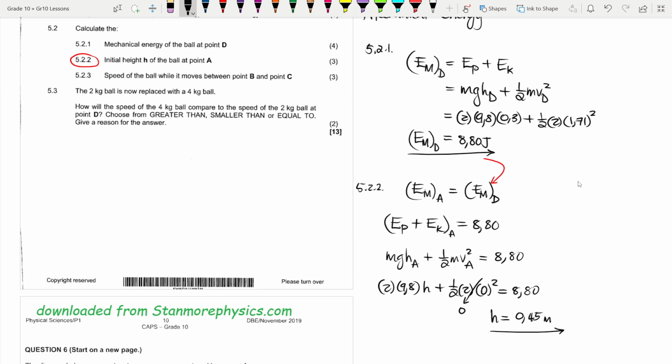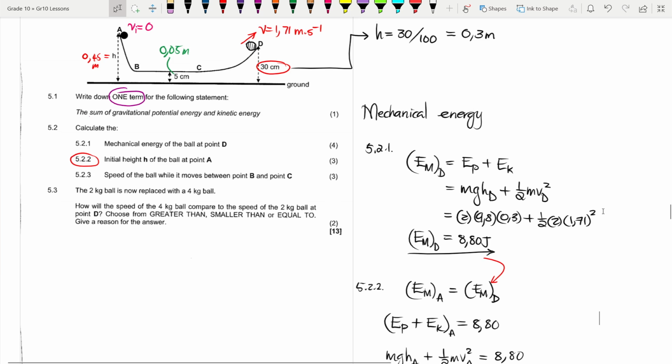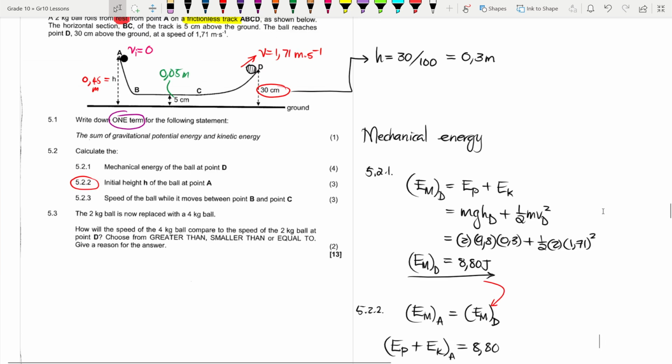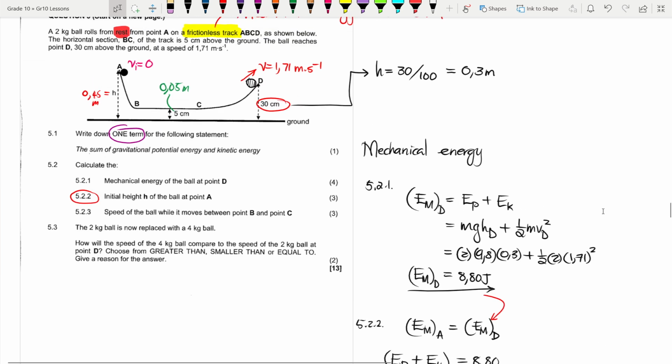So we're looking for the speed, right? Yes, we're looking for the speed. So I've got v is equal to 1,41 meters per second. Okay, 1,41 meters per second.